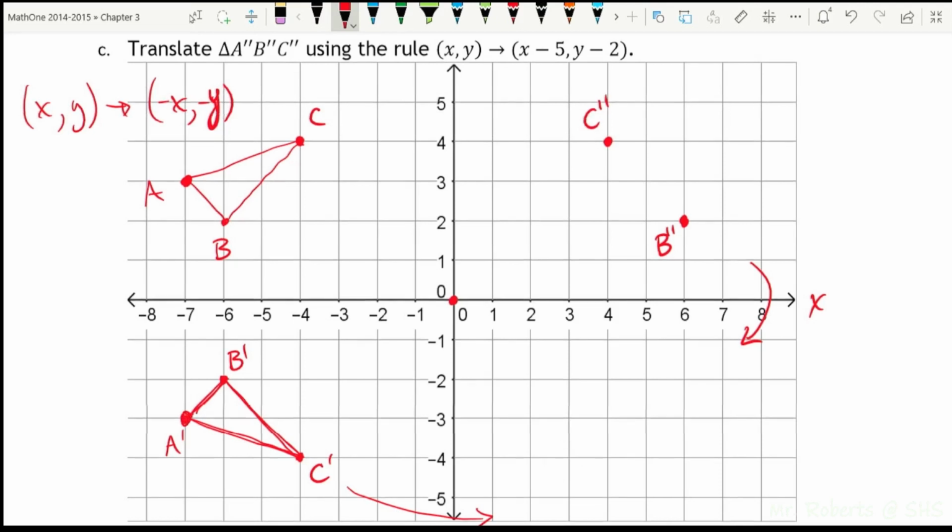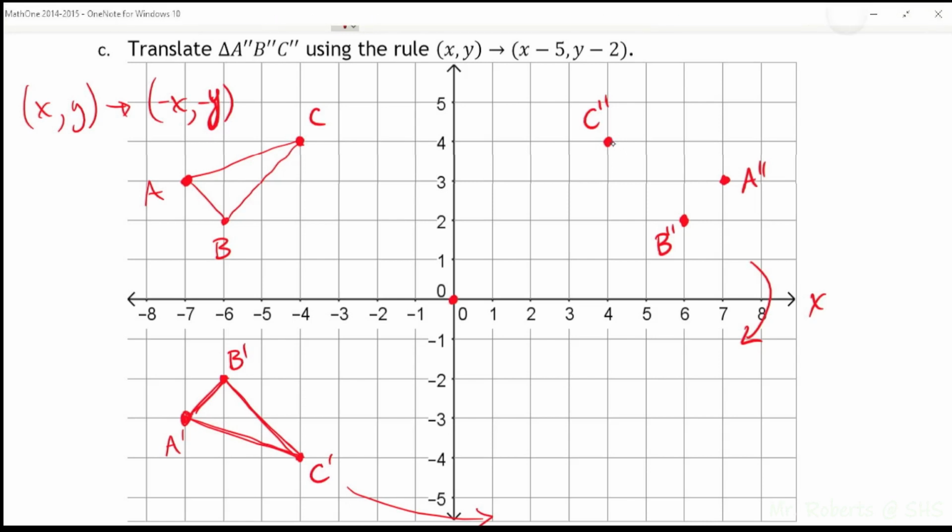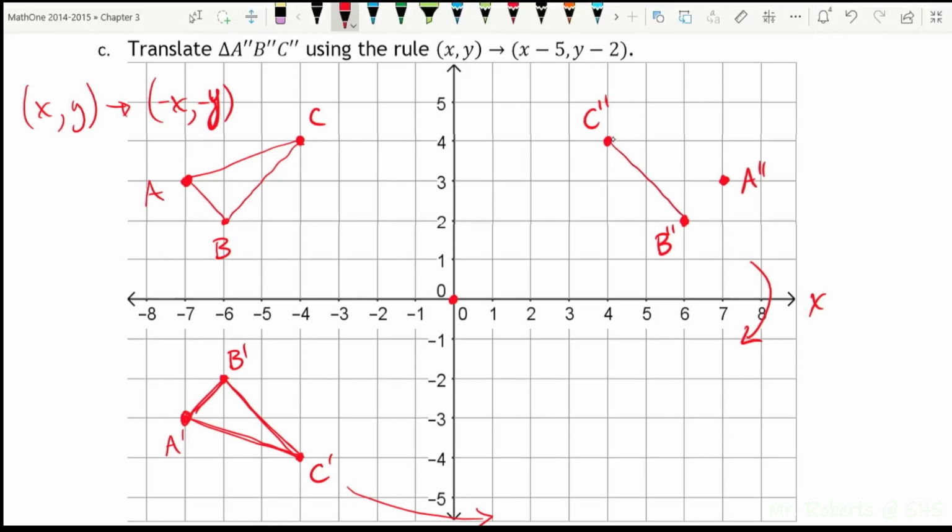It's at -7, -3. It's going to go to +7, +3. So here's my new A double prime. And you can see, if you imagine it like a ship, it's still facing the same direction, right? A and B are in the back of the ship, and C is like the front where it's pointing. And this is now the third transformation that we've subjected this to.